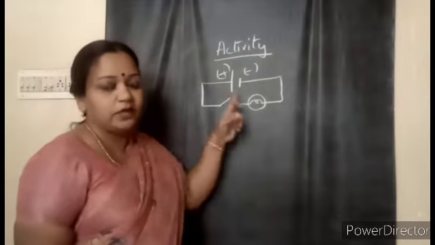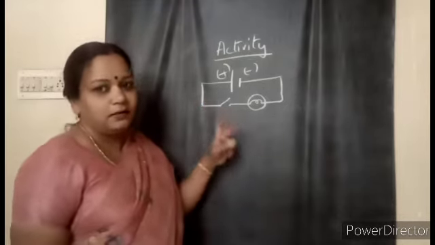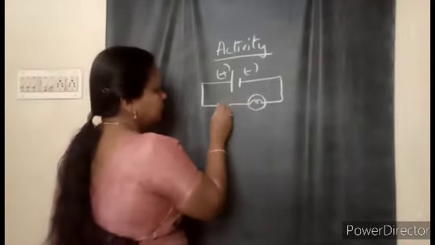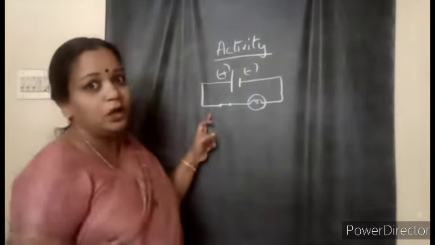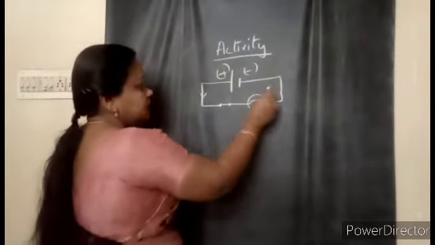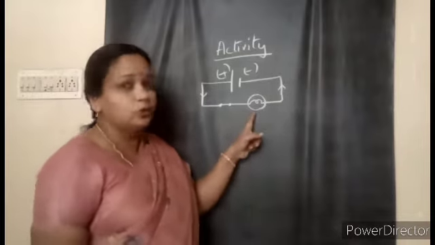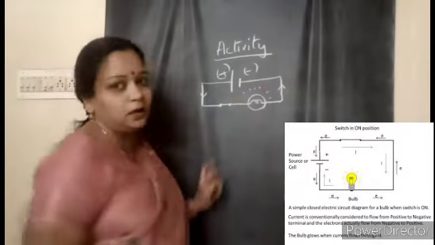After you give connections using the connecting wires, the cell, bulb, everything, you close the circuit. You know how to close the circuit. You keep the switch in on position. So now you know that this is a closed circuit. How will you know that? Because as it is closed, the current will start flowing. As the current starts flowing, the bulb will start glowing.